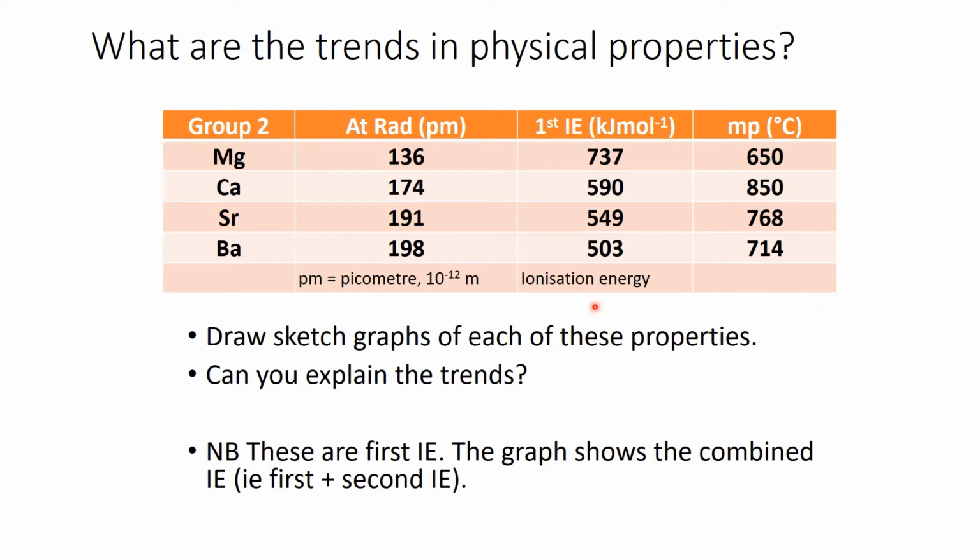What I'd like you to do, because you don't need to memorise this data, however, you do need to know the trends in this data. So in a moment, I'd like you to pause this video and draw sketch graphs of each of these properties. So you need to sketch for Group 2 the atomic radius, the ionisation energy and the melting point. So you want along the x-axis your Group 2 metal, and on the y-axis each of these properties. So I want 3 separate graphs, and I'd like you to explain the trends in those properties.